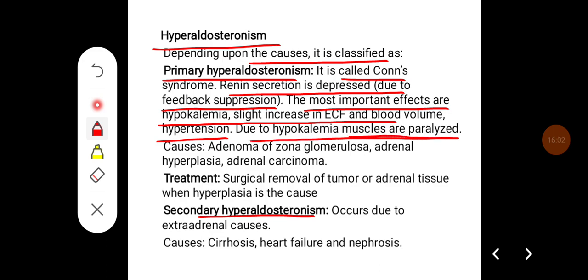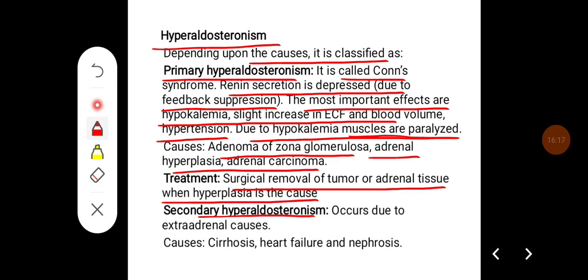Some of the causes of hyperaldosteronism are adenoma of the zona glomerulosa, adrenal hyperplasia, and adrenal carcinomas. Treatment is mainly the surgical removal of the tumor, or adrenal tissue when hyperplasia is the cause. Secondary hyperaldosteronism occurs due to extra-adrenal causes like cirrhosis of the liver, heart failure, and nephrosis, where the decreased level of potassium and reduced levels of sodium cause a secondary increase in the levels of sodium and decrease in the potassium levels.